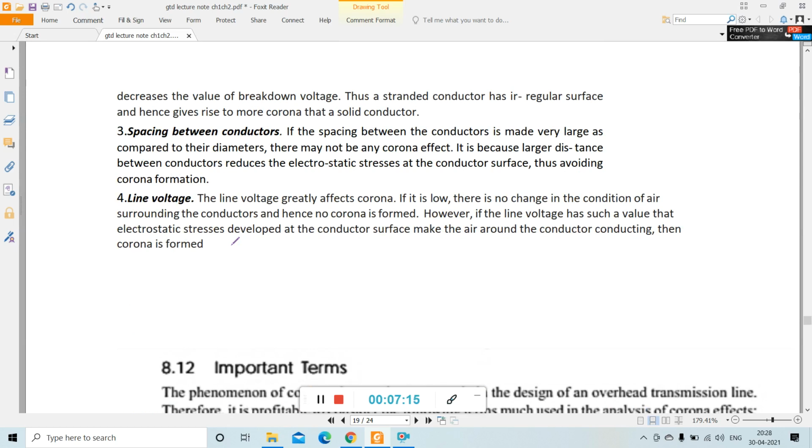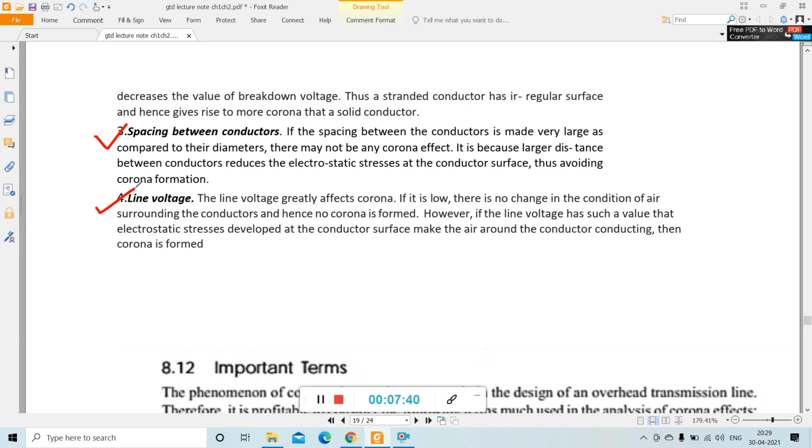Then the next factor is the spacing between conductors. If the spacing between the conductors is made very large as compared to their diameter, there may not be any corona effect. It is because larger distance between conductors reduces the electrostatic stresses at the conductor's surface, thus avoiding corona formation. Then the last one is the line voltage.